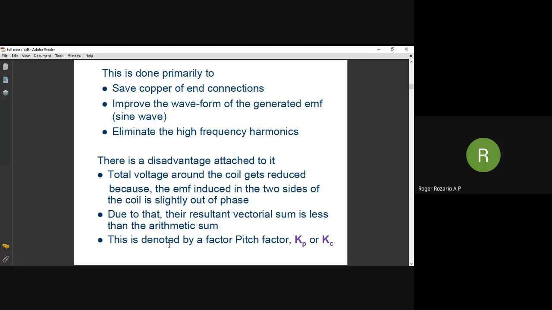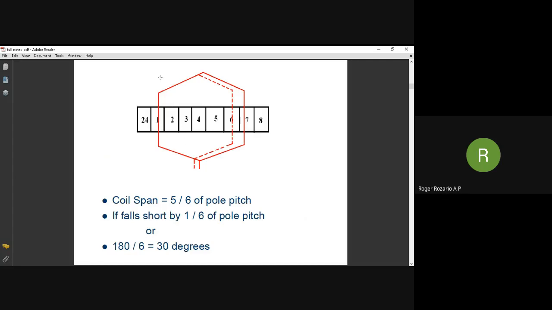Why do we need to save the copper? These are the end connections, this triangle part. This is called the overhang. The overhang does not contribute to any EMF. So since it does not contribute to any EMF, we need to reduce the size of the overhang. So for the solid line, look at the amount of copper required. It is very high, you need more copper.